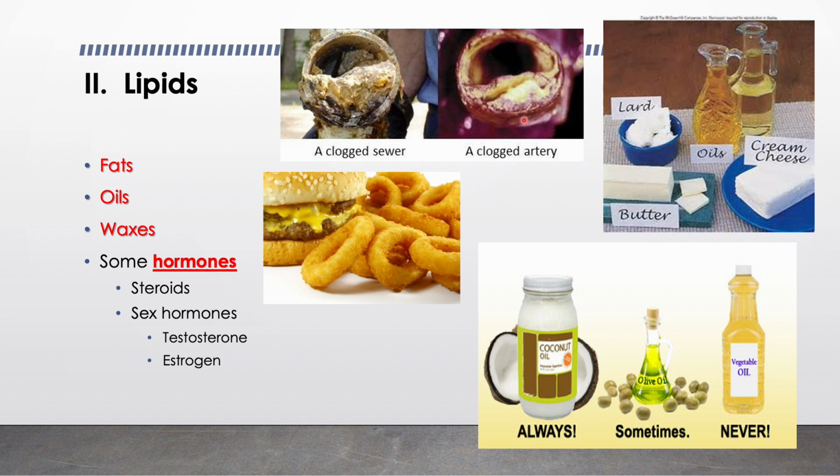Here's your clogged artery, much like a sewer pipe. If a pipe gets clogged, the water can't move through. So you need to have a healthy diet. Now, sometimes people think that we shouldn't have any fat in our diet at all, and that's not true. Our bodies need fat. It's one of our macromolecules that's necessary for us.